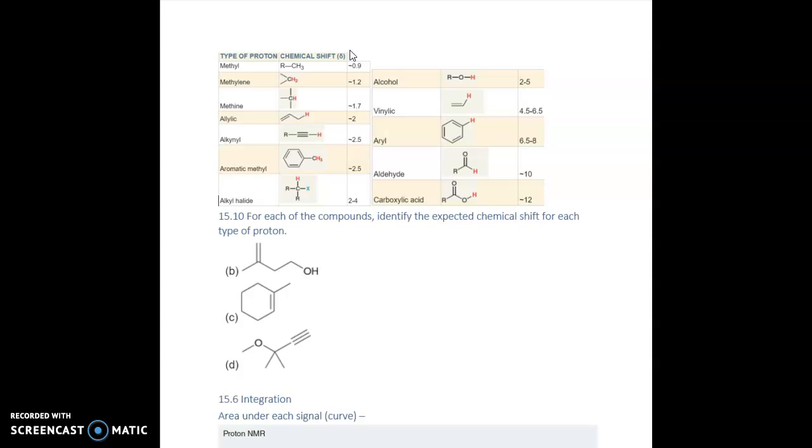And so we could look through these. We've got an alcohol, a vinylic. We've got one off a conjugated ring. We have an aldehyde that is shifted way down, and a carboxylic acid that's shifted even the farthest down. So for each of these compounds, we can identify the expected chemical shift.